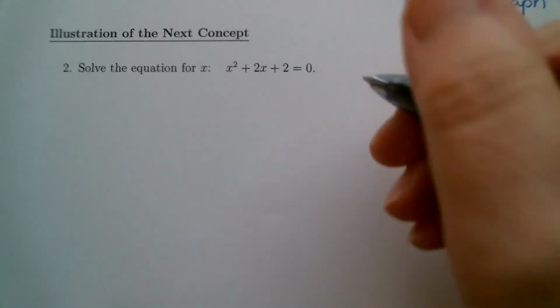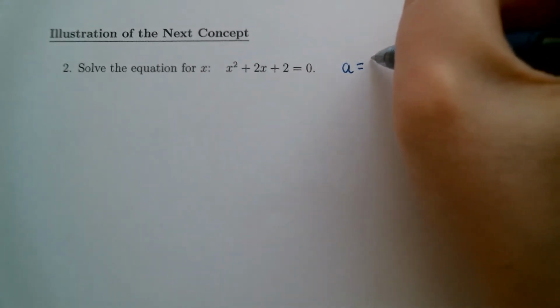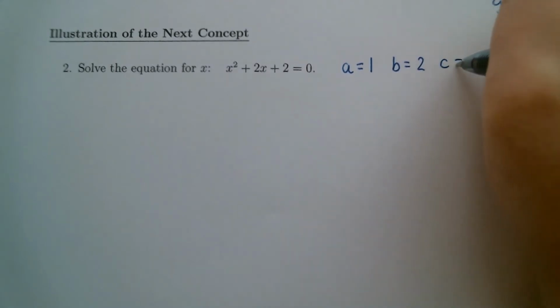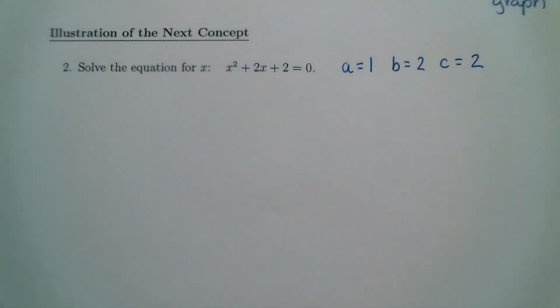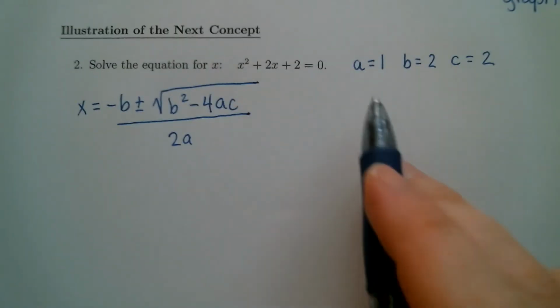Okay, so we can go ahead and identify our a, b, and c. A is the number in front of x squared, it's 1. B is the number in front of x, it's 2. C is the constant, also 2. Okay, we're going to plug and chug this into the quadratic formula, which is x equals negative b plus or minus the square root of b squared minus 4ac all over 2a. Okay, so let's go ahead and plug these values in.